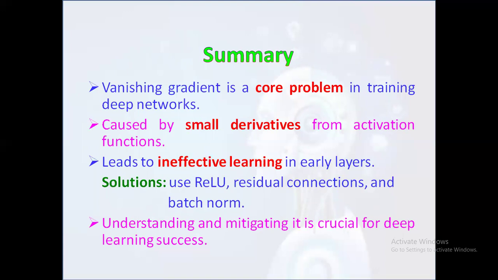And what is the solution for this? Use ReLU, residual connections and batch norm. Modern deep learning frameworks solve this by using ReLU to avoid small gradients, residual connections to allow gradient flow, and batch normalization to stabilize activations. Understanding and mitigating it is crucial for deep learning success. Successfully training deep networks depends on understanding these gradient related issues and using the right strategies to overcome them, enabling the full power of deep learning models.